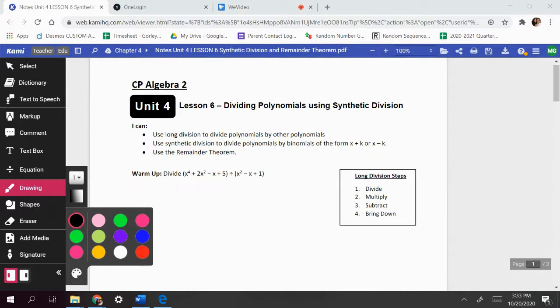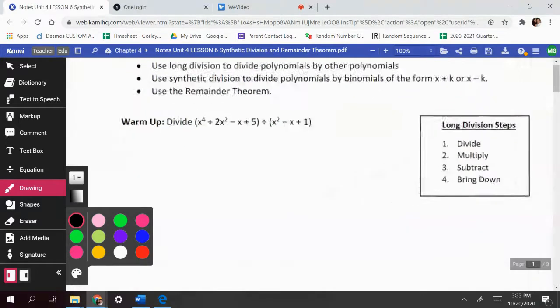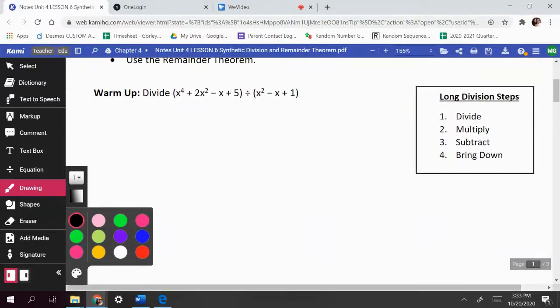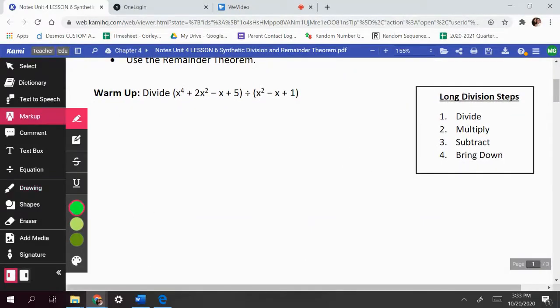Today, I can use long division to divide polynomials by other polynomials. I can use synthetic division to divide polynomials by binomials of the form x plus k or x minus k, and I can use the remainder theorem. So as the warm-up, let's go ahead and just review the process of long division, and then we're going to get into synthetic division here in a little bit.